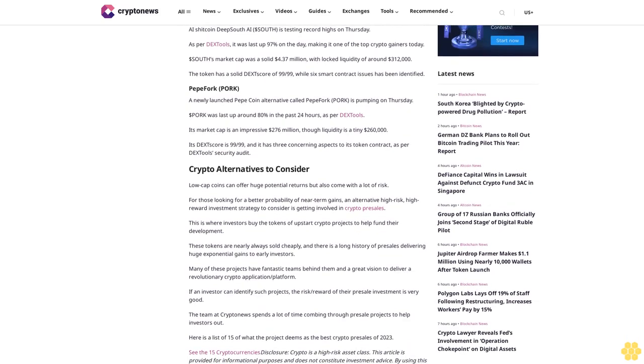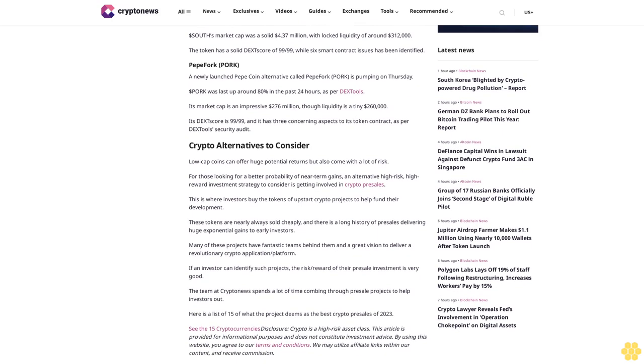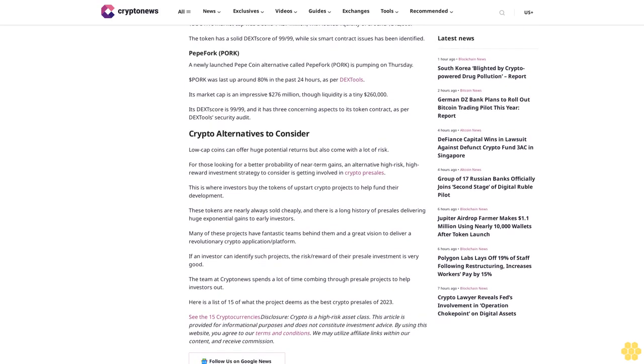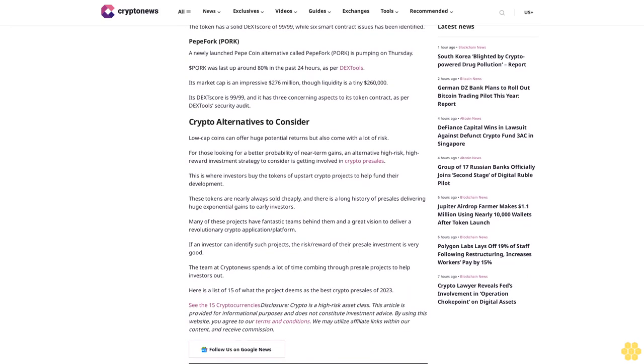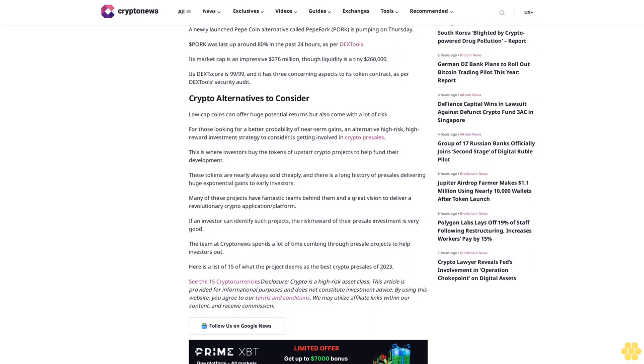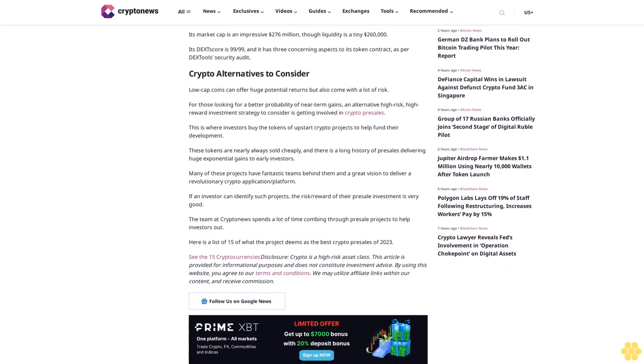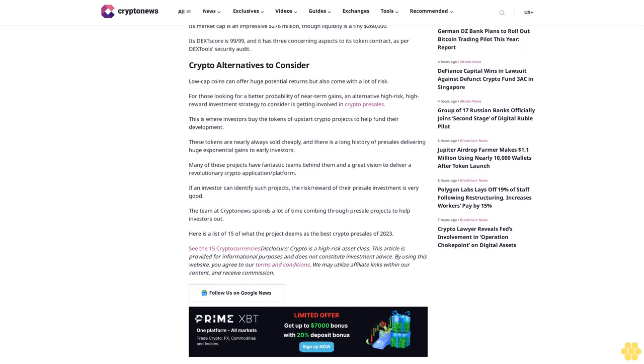Deep South AI, $SOUTH. AI shitcoin Deep South AI $SOUTH is testing record highs on Thursday. As per DEXTools, it was last up 97% on the day, making it one of the top crypto gainers. Today, $SOUTH market cap was a solid $4.37 million with locked liquidity of around $312,000. The token has a solid DXT score of 99/99, while 6 smart contract issues have been identified.